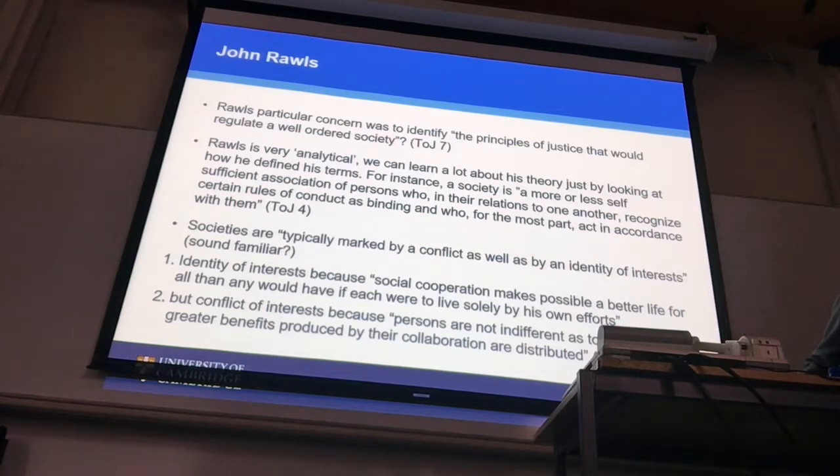Well, societies are, for Rawls, a more or less self-sufficient association of persons who, in their relations to one another, recognize certain rules of conduct as binding, and who, for the most part, act in accordance with them. This is somewhat of a strange description. I don't know if we would accept that this is what a society is. I mean, maybe we would.